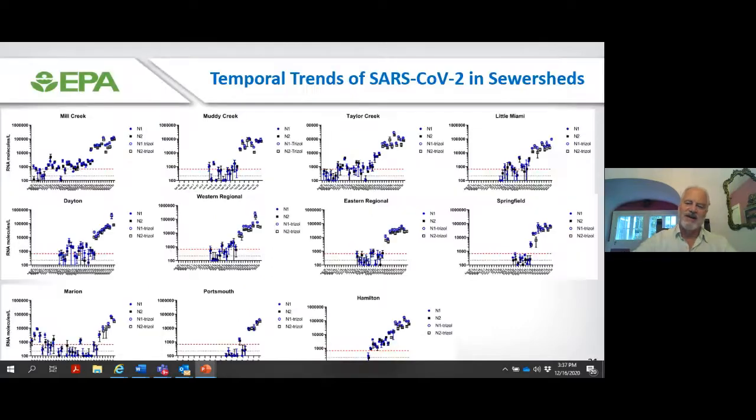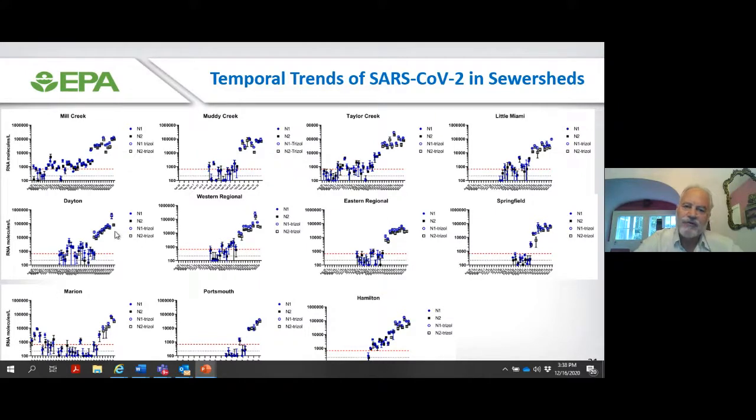So one last data slide, not to overwhelm you with data. This shows you all the data that we are collecting in the ORD labs across Cincinnati, which is Mill Creek, Muddy Creek, Taylor Creek, Little Miami. Those are all of the main sewer sheds that we're monitoring.